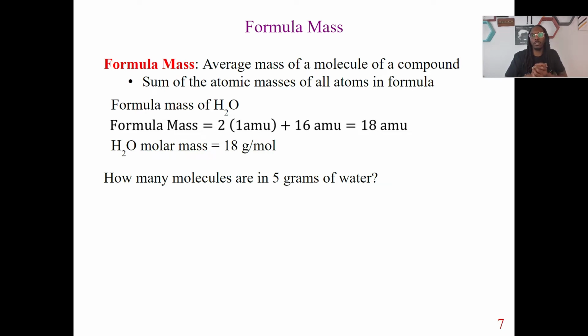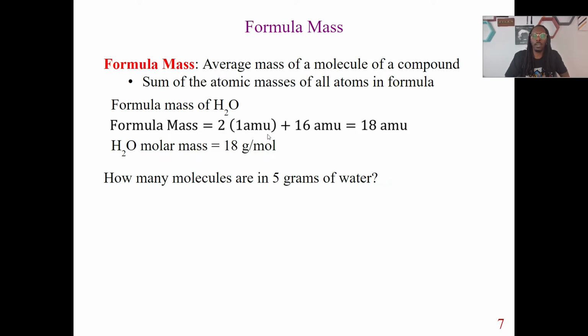We're going to have to do a couple different things as far as looking at our periodic table, but also looking at our chemical formula. So the formula mass is going to go like this. Basically, you're going to take your chemical formula. In this case, I have H2O. In our formula mass here, this is our 2 from our subscripts with our hydrogen. So this is letting me know I have 2 hydrogens, as well as my 1 AMU.